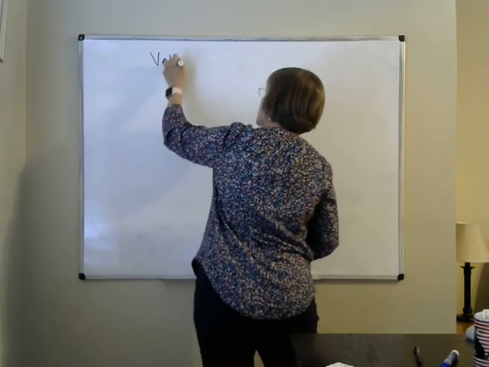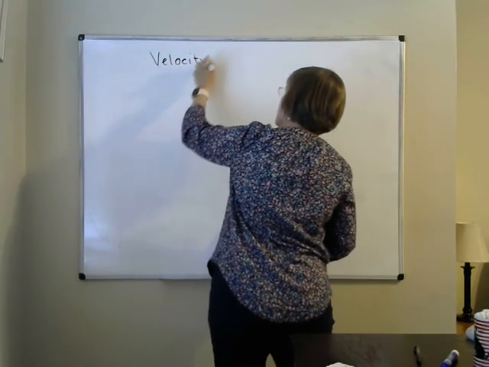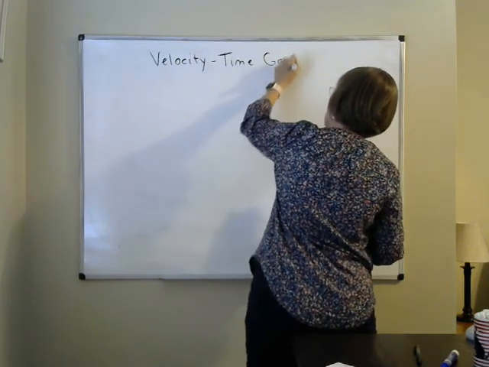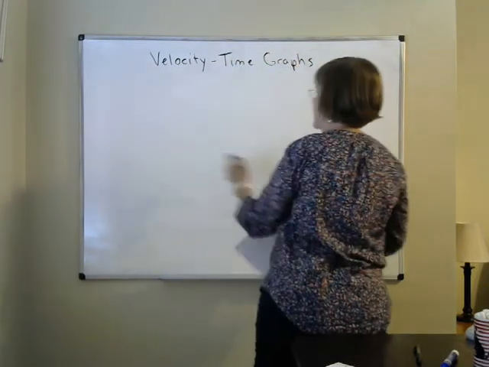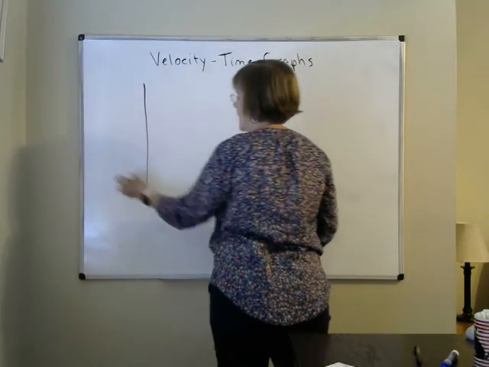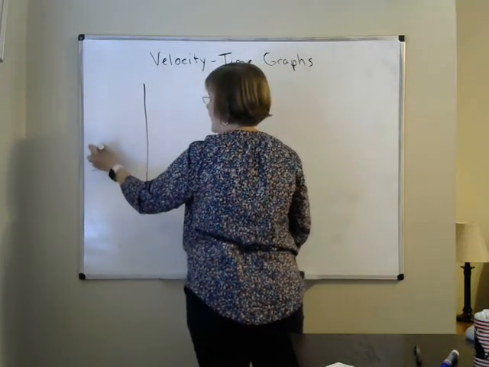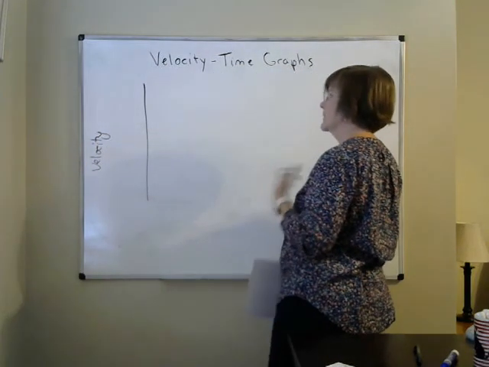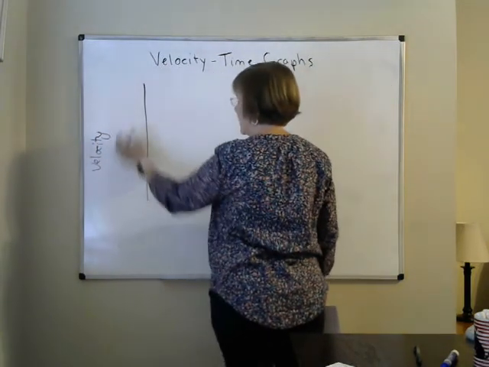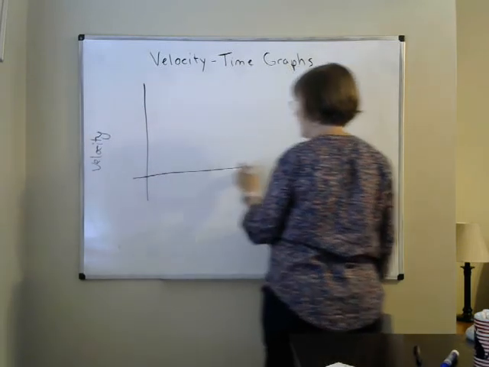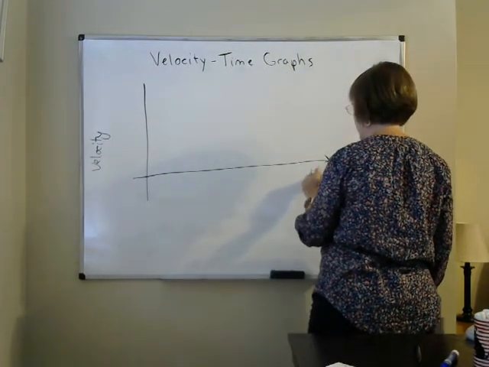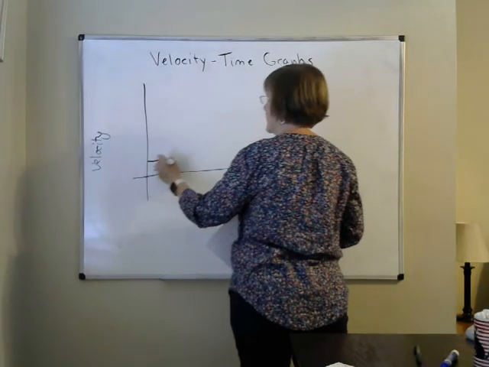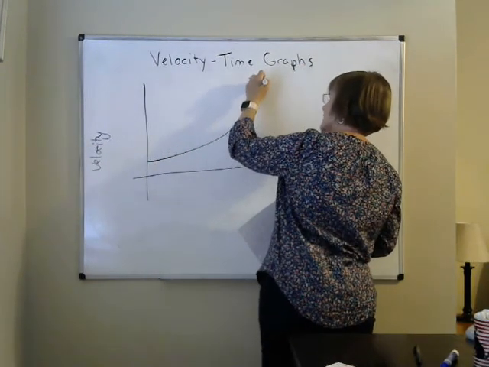Velocity time graphs. Velocity is going to go over here. And it's possible that the velocity could be positive or it could be negative. I'm not going to look at a negative velocity right now, but the velocity will go here. Time will go here. Suppose we have a velocity graph and it looks something like this.